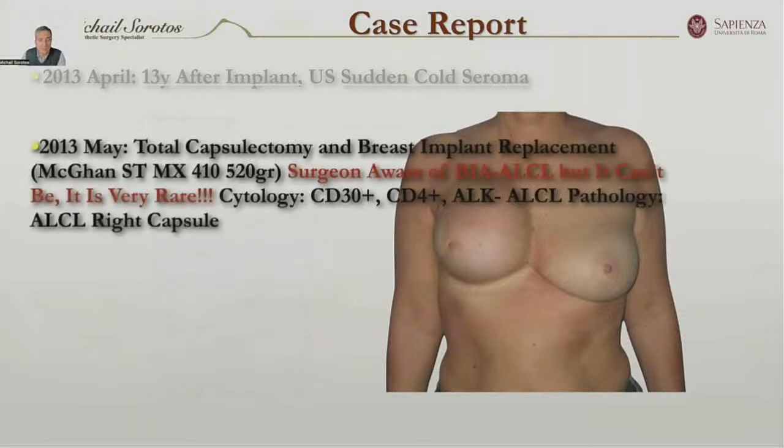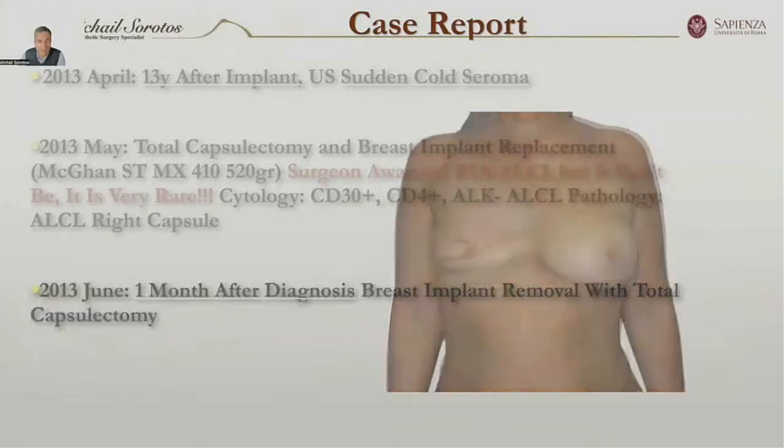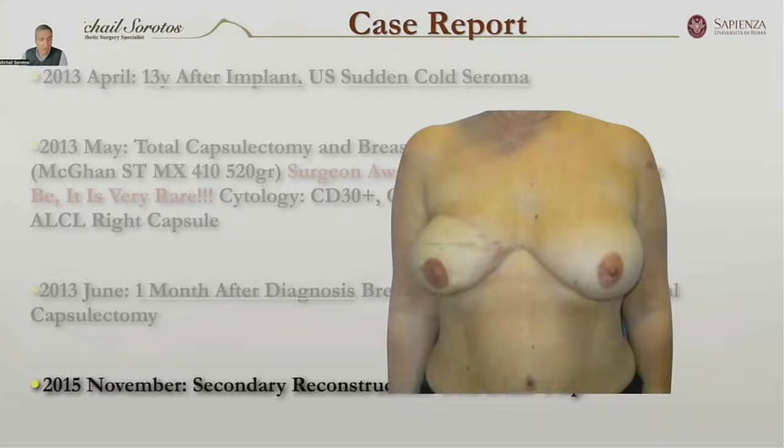So the patient had total capsulectomy and breast implant replacement. The surgeon was aware of BIA-ALCL, but it was too early. Not so many cases were out, so there was not already a standardized procedure on how to deal with seromas. So the surgeon thought it can't be, it is very rare. Unfortunately, cytology confirmed BIA-ALCL on the right capsule. So the patient had to go through extra surgery after this in order to remove the new implant and do a total capsulectomy. She had secondary reconstruction with autologous tissues in 2015.